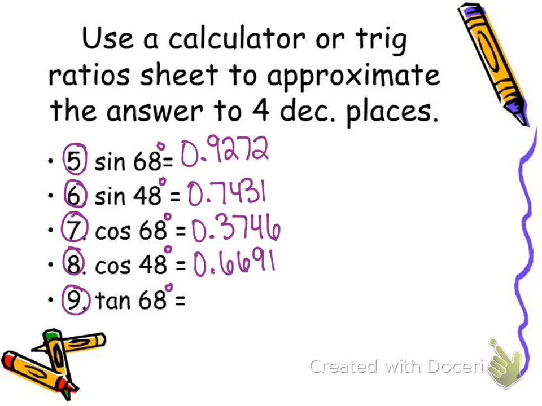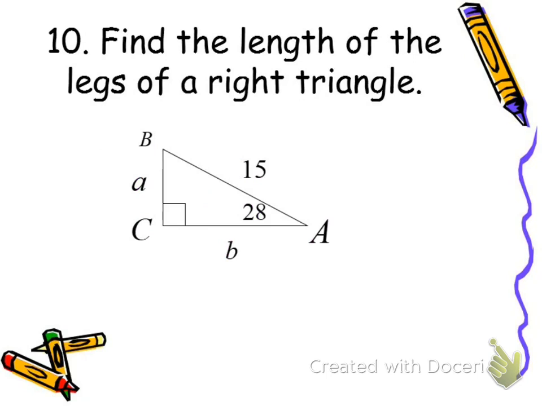So again, this is a different column of values if you're using the table, or a different function if you're in your calculator. What's the tangent of 68? 2.4751. Wonderful. All right, on number 10, we are going to be finding the lengths of both of the legs of this right triangle. So all we were given is a degree measure and the hypotenuse of the triangle.